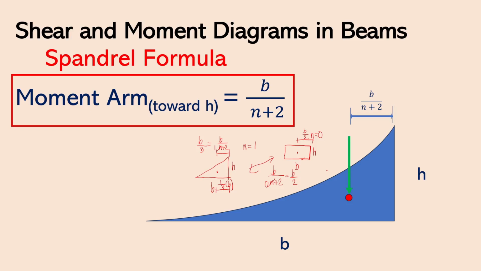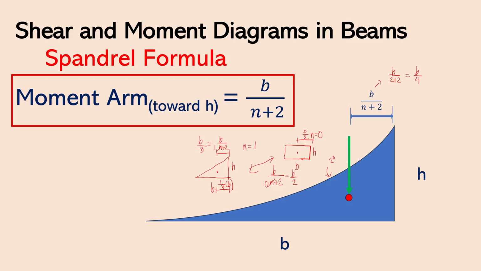Now, what if, sir, the degree of the curve is 2 degrees? Let's say this is a second degree curve. What happens? We will be substituting 2 here. And so, this will be b over 2 plus 2, which will become b over 4. So, that's it. And then, if that's 3, it becomes b over 5, and so on.